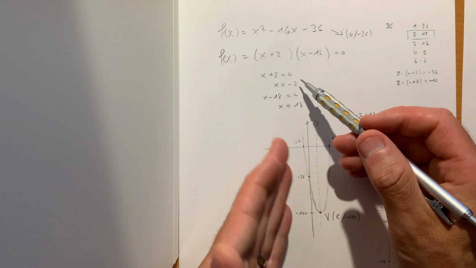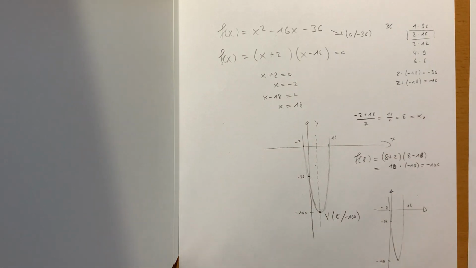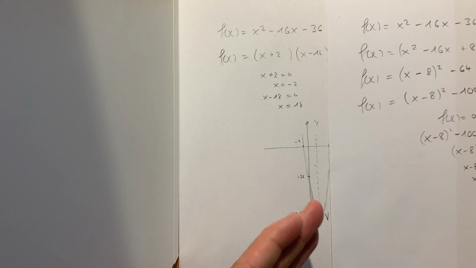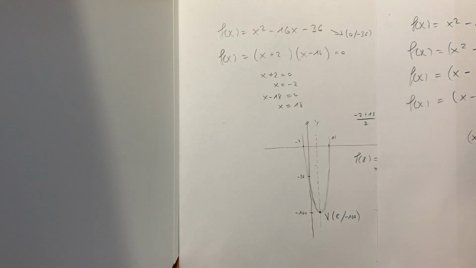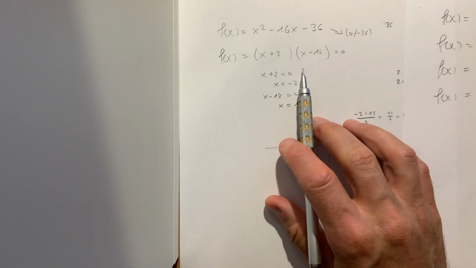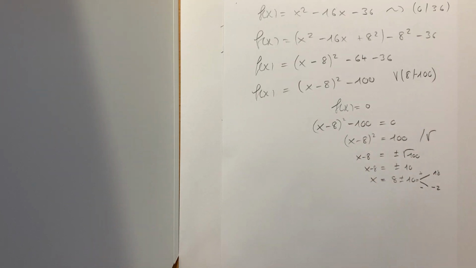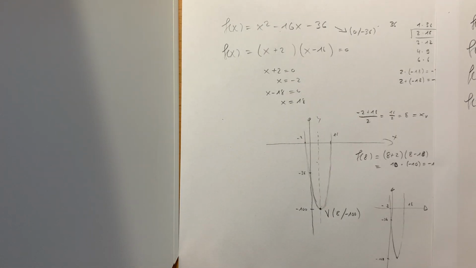This is oftentimes a bit faster than the other method, especially when the numbers are a bit more difficult. Here, in this case, the numbers are very easy, and both methods are equally laborious. But if the numbers are more complicated, then oftentimes this can be a very good solution. In some other cases, the other is the better solution. But here, it's more or less the same thing.